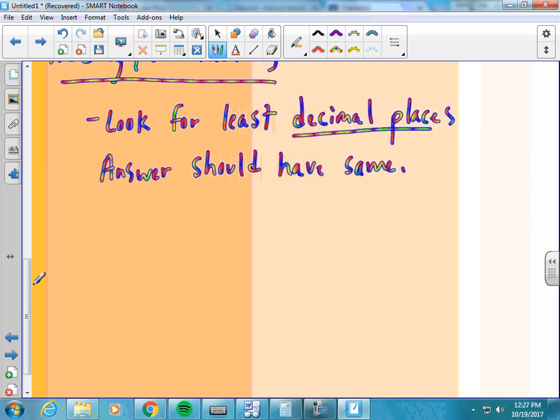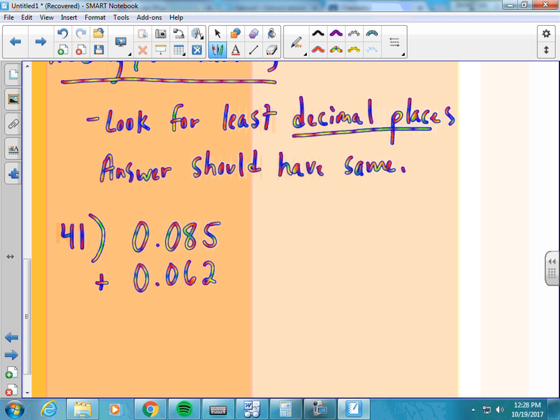All right, we look at number 41. And I like to put these vertical, a little easier to see. I like to line up the decimal points. So on 41, we have 0.085. And then we're going to add to that 0.062. And then we're going to add to that 0.14.